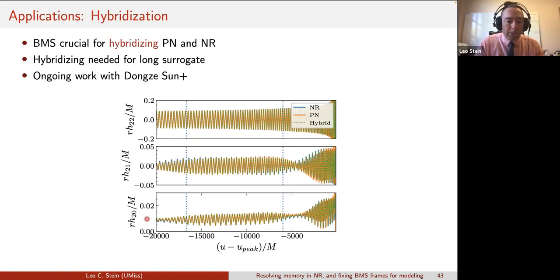You can see that the 2-0 mode here has memory. It's not at 0, right? So almost all numerical relativity waveforms that you'll find, the 2-0 mode is either missing or it looks like it's oscillating around 0 at early times.